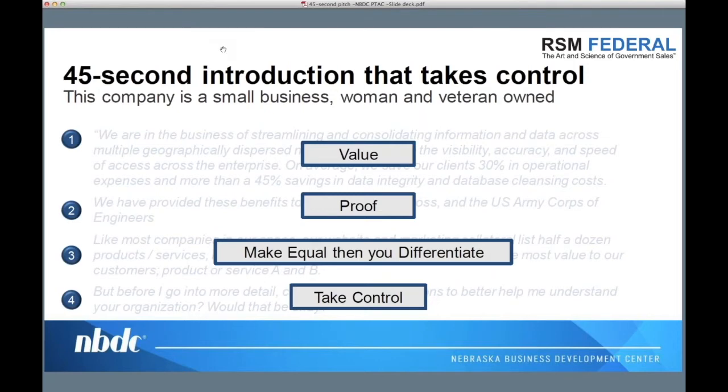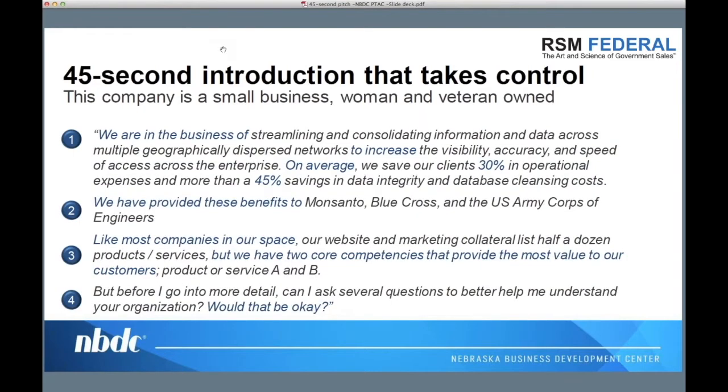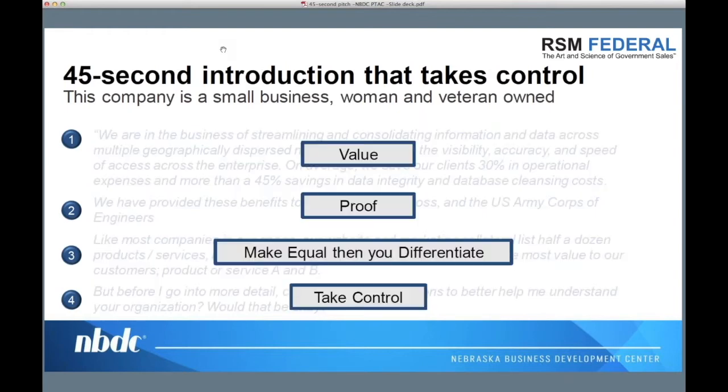And so then working through this 45-second introduction, all four sections, you start with the value one. And to return to our example, that's where we're saying, what is the current state? What is it that you do? What is the change? In this case, it's to increase. And then to be able to specify some specific number, whether that's percentage or what have you, some cost savings that you have noticed from your other clients, your other contracts that you work on. So value is that first one.